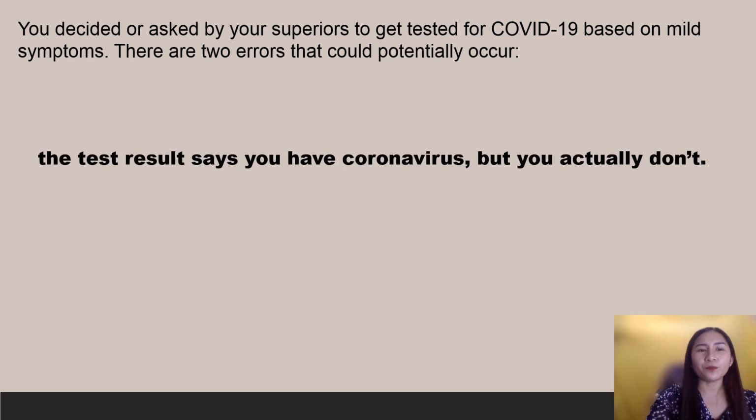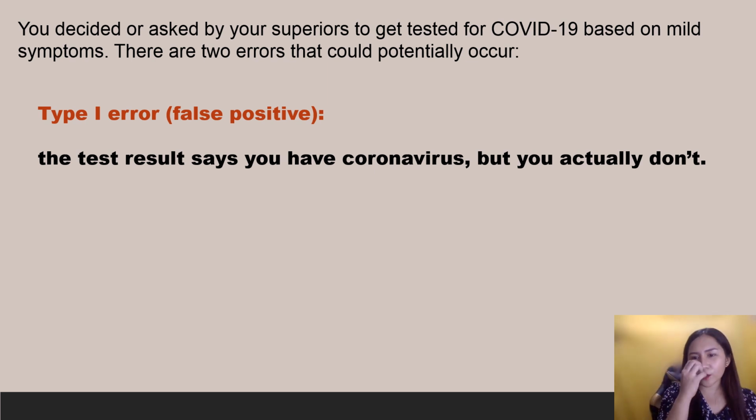First error, the test result says that you have coronavirus or COVID-19, but you actually don't. So again, the test result says that you have COVID, but you actually do not have it. Now, this is the type 1 error. We also call this a false positive for us to easily understand it. This is a false positive because the test result says that you have COVID, but you actually do not.